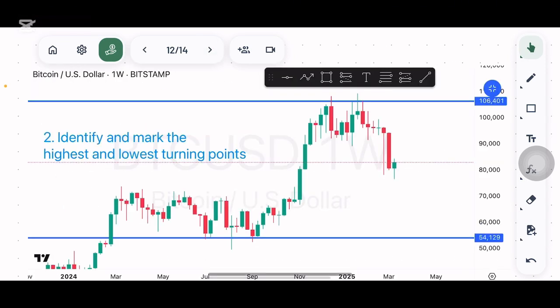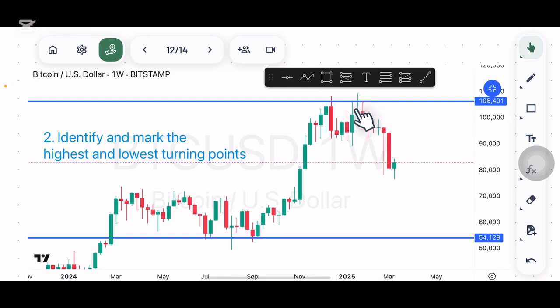Okay, now secondly, identify and mark the highest and lowest turning points. You can see here I have marked the lowest point here, and here the highest turning point. These are turning points that price gave me, and these are major key levels. Major key levels have a great deal of importance. Price sees this lowest point as oversold and this highest point as overbought.